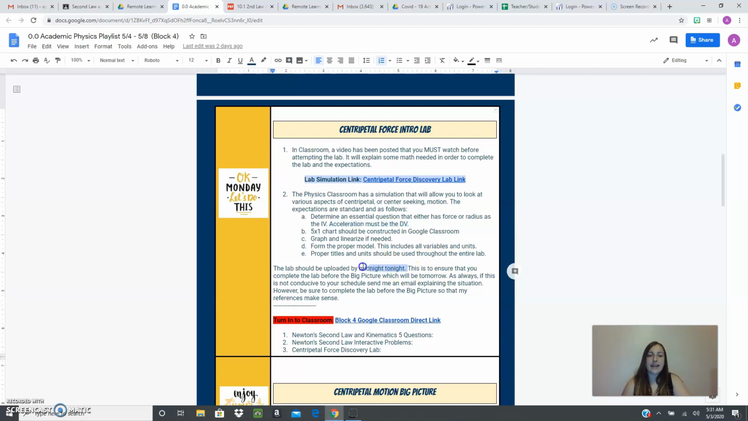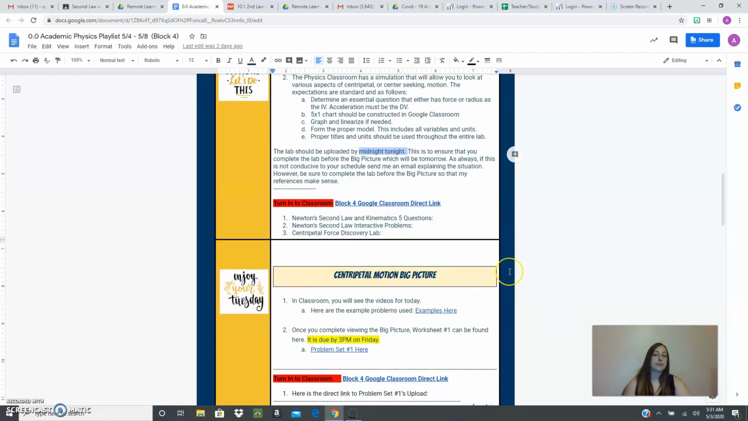Do notice that realistically you should have this done today. You should have it uploaded by midnight tonight so that on Tuesday when you look at the big picture, it makes sense. If you watch the big picture without doing the lab, it doesn't make a whole lot of sense. In the event that you can't make that midnight deadline, because I know you have work and different things come up. If you're like me, my basement flooded last week. So things happen. All I ask is that you communicate with me what's going on.